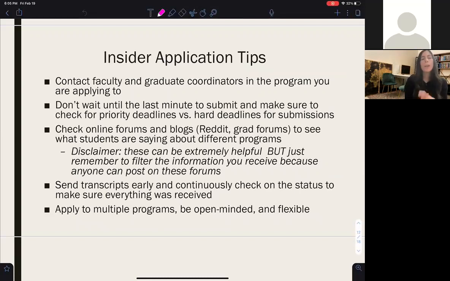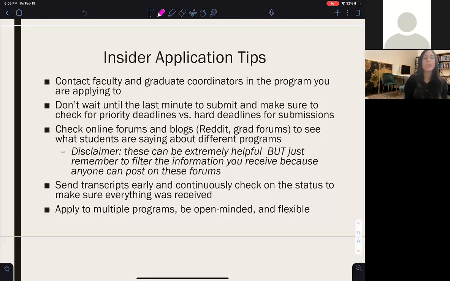Make sure you send your transcripts early. I've seen a lot of students have issues with transcripts. Either the school never received them, or they got lost somewhere, or they weren't sent to the right place. So just make sure you're checking to confirm that your transcripts have been received by the department.